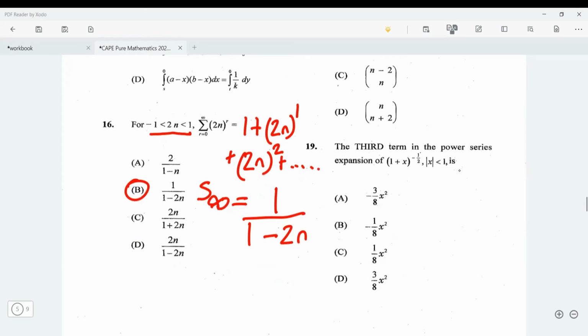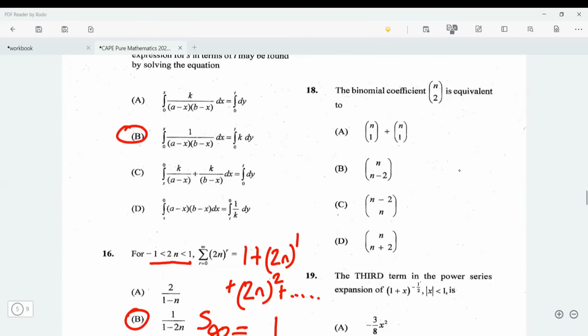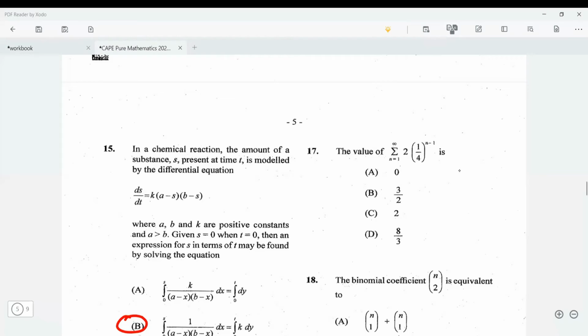Okay, question 17. Find the value of the sum from 1 to infinity of 2 times a quarter to the n minus 1. So first, plugging in n as 1, you get 2 times a quarter to the 1 minus 1, which is 0. Anything to the 0 is 1, so you get 2. Plus when you plug in n as 2, 2 minus 1 is 1, a quarter raised to 1.